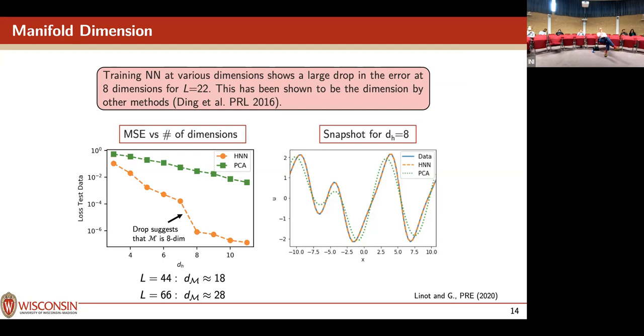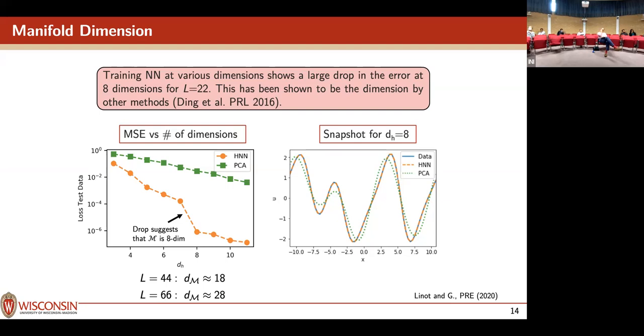What we see, and it's really quite beautiful for relatively small domains for the Kuramoto-Sivashinsky, is an orders of magnitude drop in the mean squared error at a certain dimension. We quite fortuitously picked this domain size, L equals 22, which Frederick has characterized really extensively. They did a lot of work looking at Lyapunov exponents and things like that to estimate the dimension of the manifold for this.